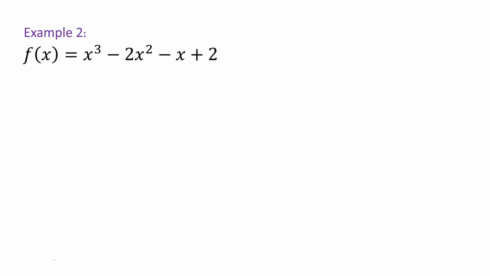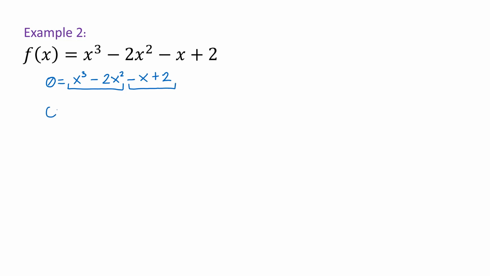Let's see another example. Here we now have a cubic function. And since we are looking for the zeros, we are going to equalize the function to 0. So x cubed minus 2x squared minus x plus 2. So we need to solve this equation. What we're going to do to be able to use the zero product rule like I did in the previous example, first we're going to factor by grouping.